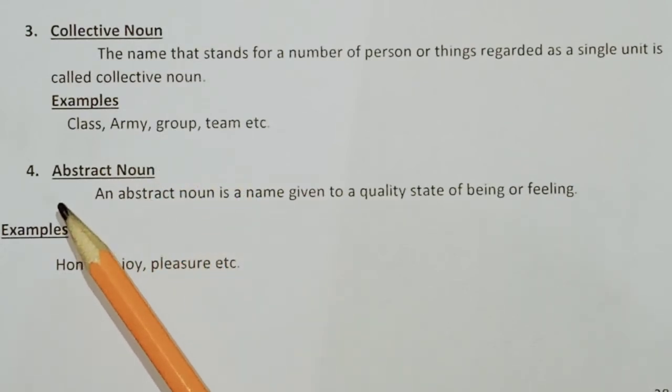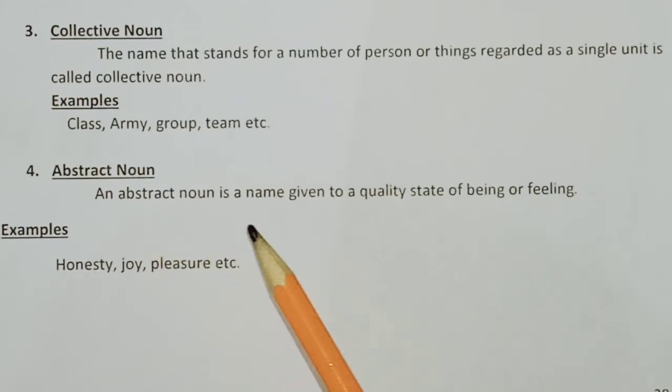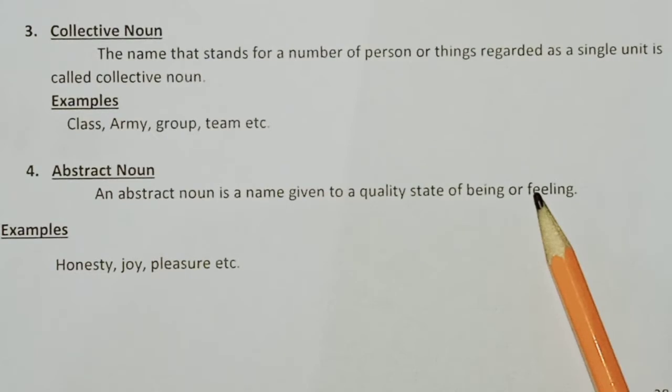Then the fourth kind of noun is abstract noun. An abstract noun is a name given to a quality, state of being or feeling.